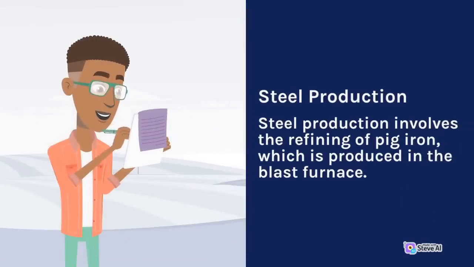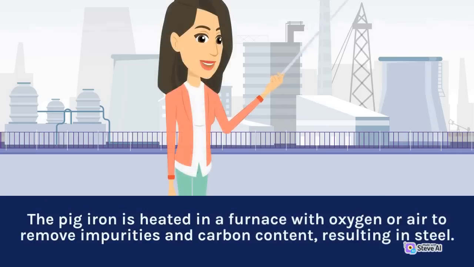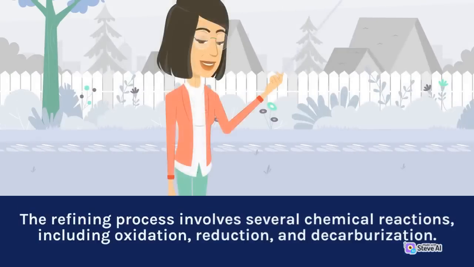Steel production. Steel production involves the refining of pig iron, which is produced in the blast furnace. The pig iron is heated in a furnace with oxygen or air to remove impurities and carbon content, resulting in steel. The refining process involves several chemical reactions, including oxidation, reduction, and decarburization.